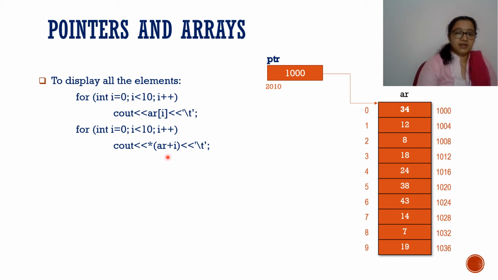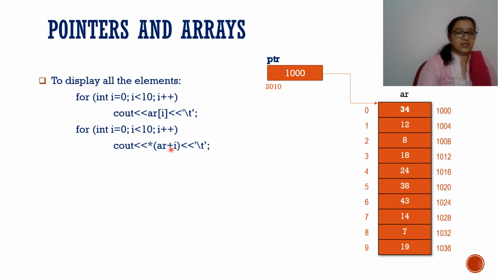Is it? If AR plus 1, we'll get 12. If AR plus 2, we'll get 8. If AR plus 3, we'll get 18. So up to 9, we'll get it. So two methods are there now. One is the normal way with the subscript number. The other one is without giving the subscript number. How? By adding to the array name, that means the base address.